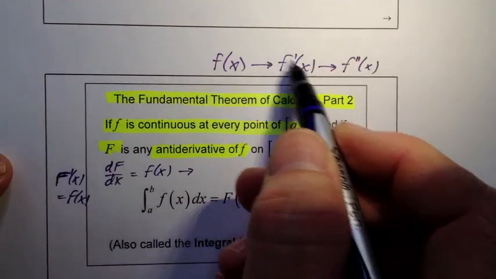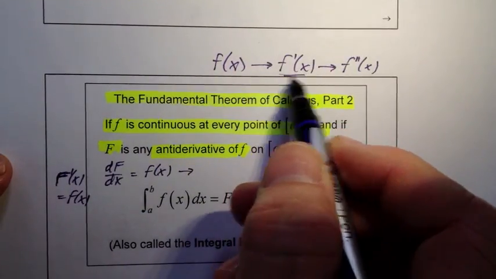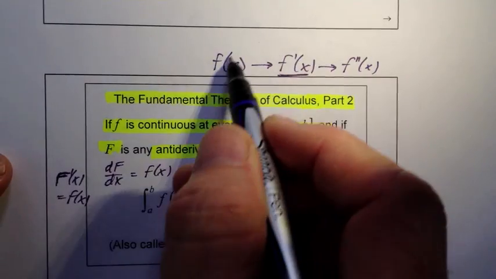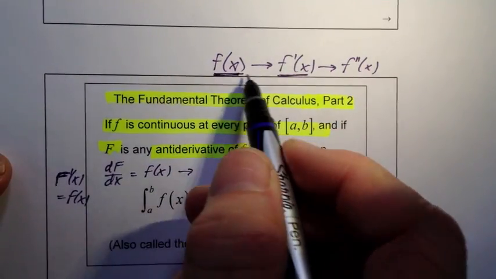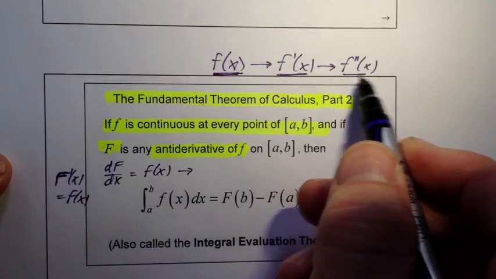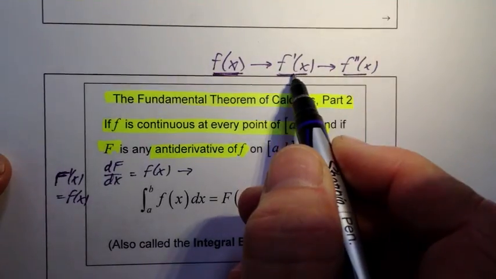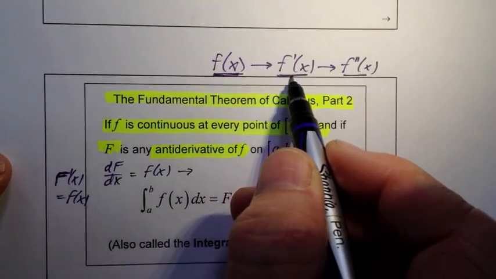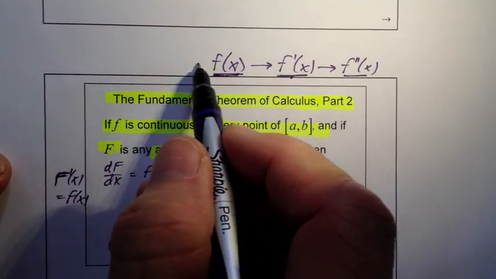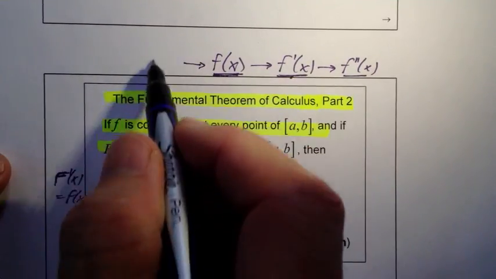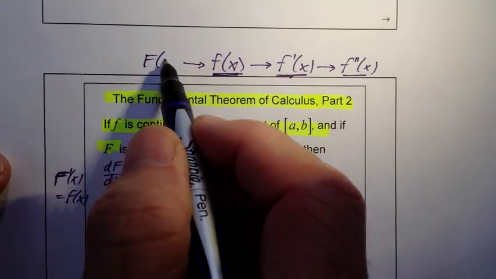But if you go backwards, the antiderivative of f prime would be lowercase f of x. Okay? The antiderivative of f double prime is f prime. The antiderivative of f prime is f, lowercase f. And the antiderivative of lowercase f is capital F of x.